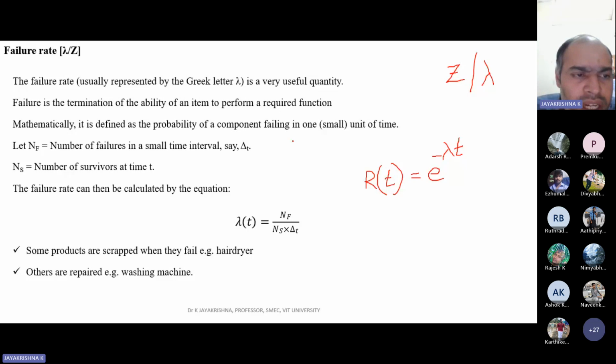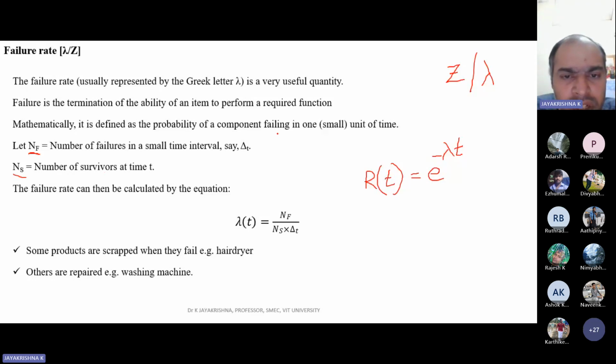So mathematically, how I can represent is like this. Here I use two words. Here NF means number of failures. NS means number of survivors. Survivor means after some time, out of the number of products you've tested, how many are able to survive, or how many are able to live. That is called the number of survivors.